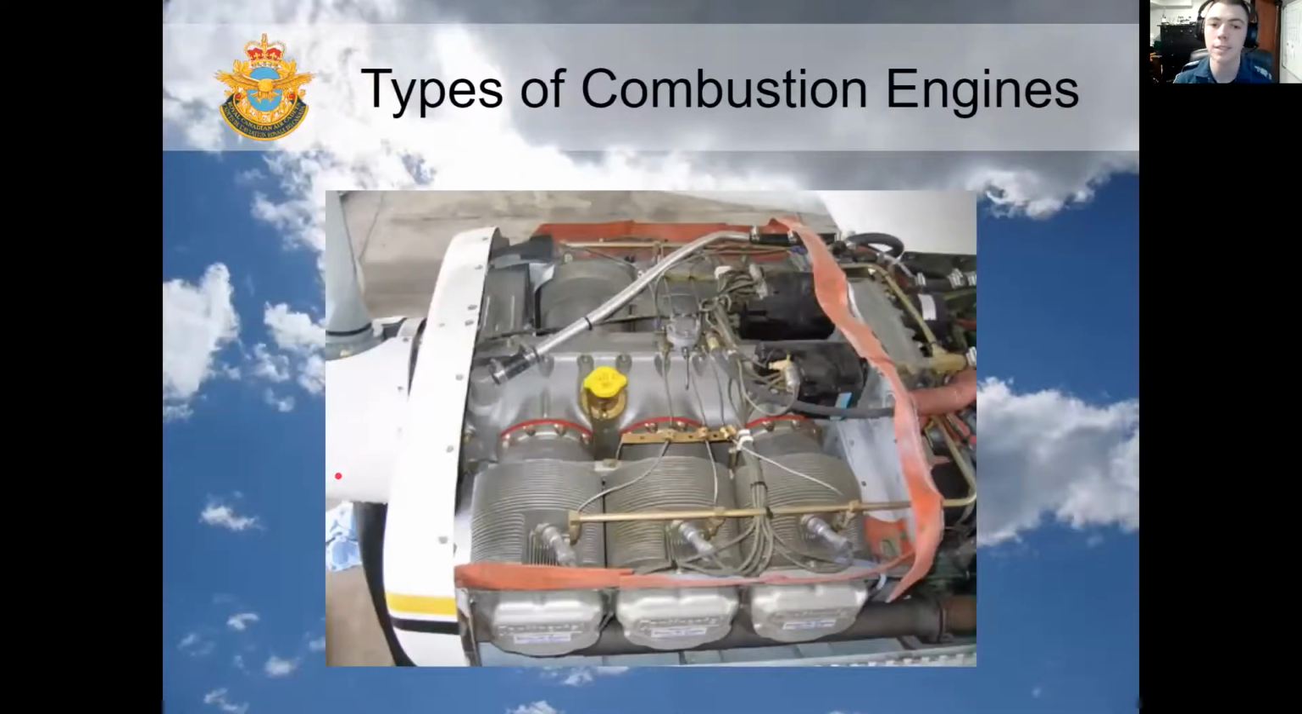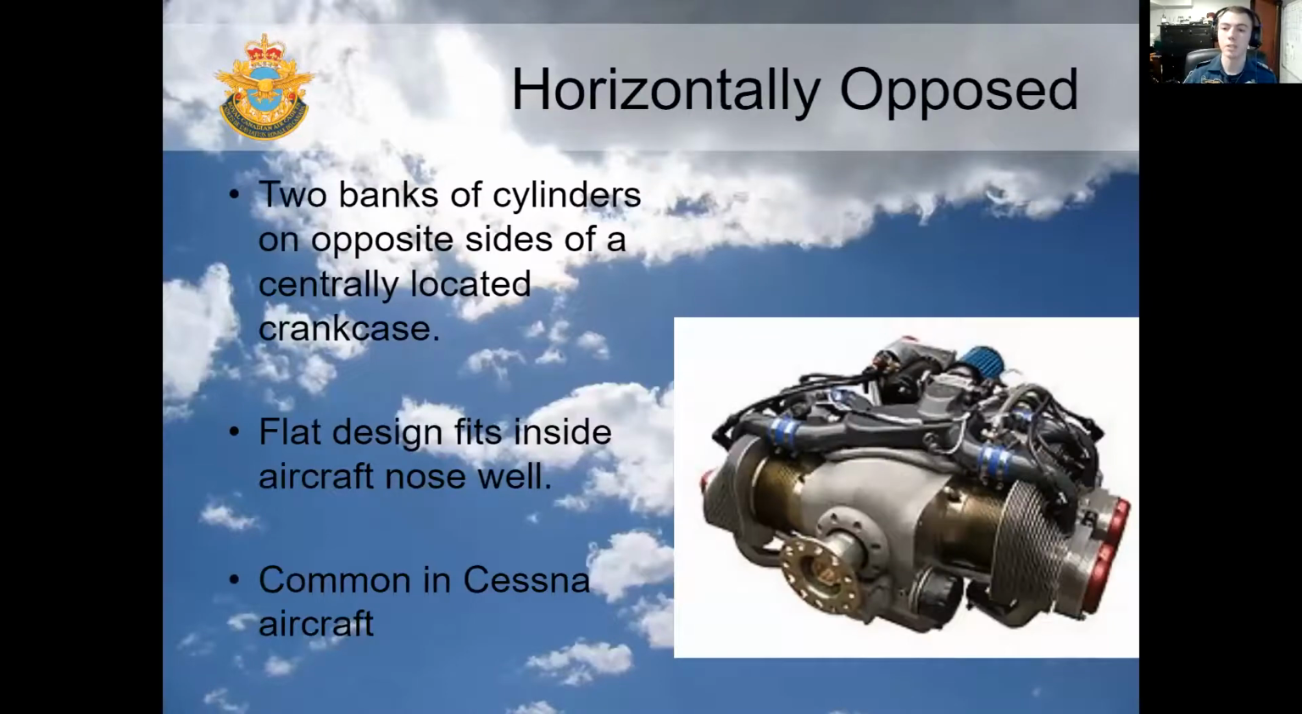So the next part of this lesson is going to be going over combustion engines. There are several different types, and we're going to start with horizontally opposed. Horizontally opposed engines consist of 2 banks of cylinders. So you can see there's cylinders there. They're facing against each other. And then the crankcase is running right through the middle.